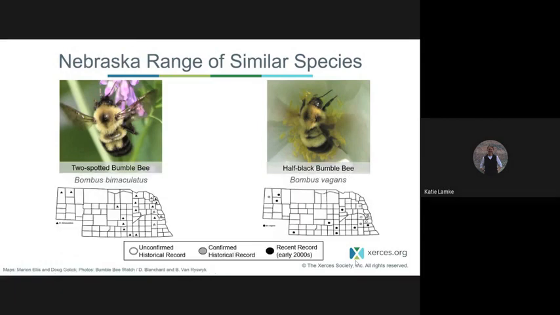When we look at them in just Nebraska, you can see again that both species have been collected in the east and the west. And with a lot of these maps, you'll see that some counties, like out in the southern panhandle or the central part of the state, there's not a lot of records. And that's not necessarily saying that the bumblebee doesn't exist there. It might just be for the simple fact that nobody has sampled there.